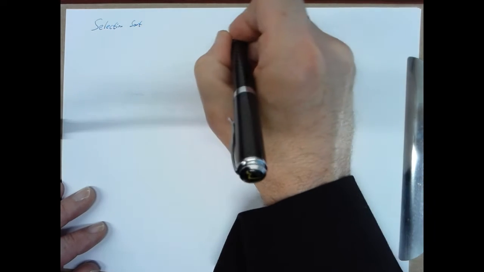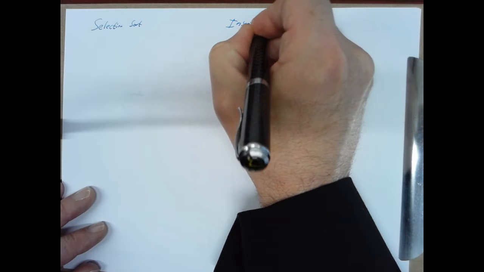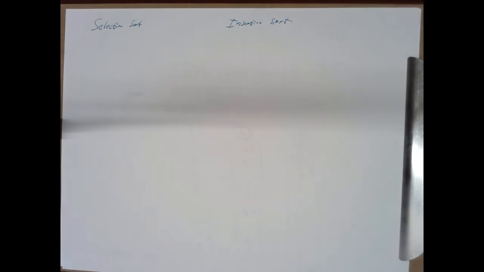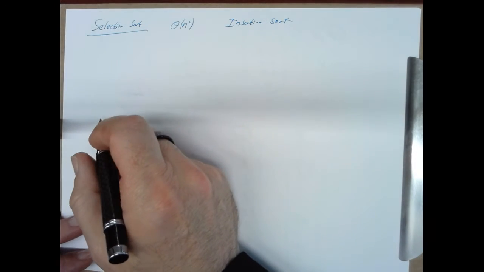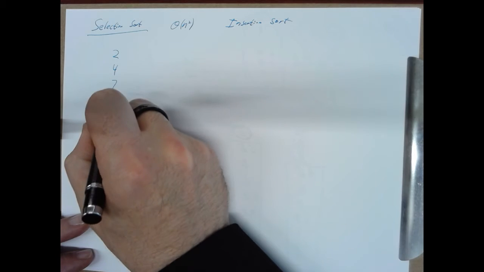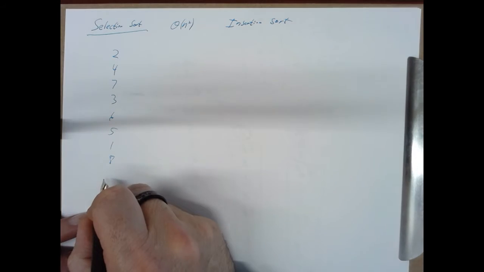All right, so 2 other sorts, selection sort and insertion sort. And these are both order n squared, but they feel fundamentally different. I was going to bring in 3x5 cards and do this, and I didn't bring in cards, so we'll fake it, but I'll get some cardboard next time. So selection sort. So here's a list of numbers: 2, 4, 7, 3, 6, 5, 1, 8, 9. And our goal is to put these in order from smallest to largest. Okay, same as usual.